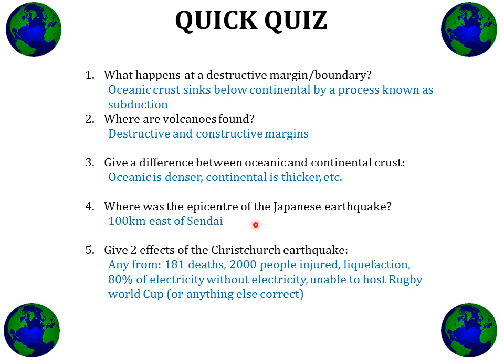The epicenter of the Japanese earthquake was 100 kilometers east of Sendai, and two effects of the Christchurch earthquake, any from: 181 deaths, 2,000 people injured, liquefaction, 80% of the city without electricity, and just that they were unable to host the Rugby World Cup, or anything else that is correct.